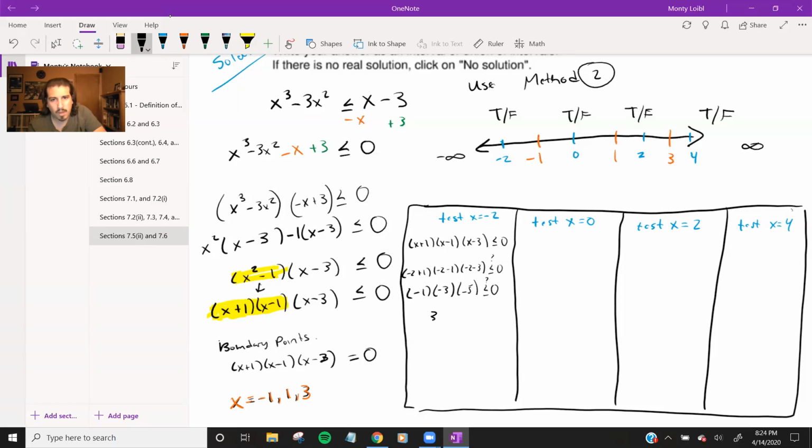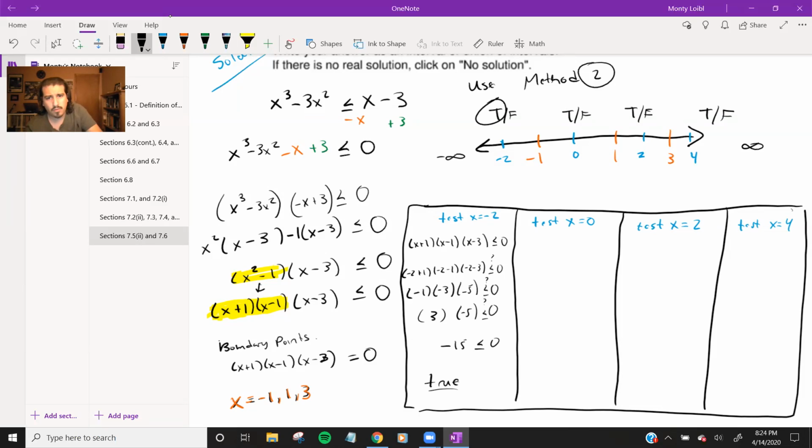Well, this gives you a +3 times a -5. Hopefully this time you're screaming at your computer saying, it's negative, it's true, right? Because it is. -15 is less than 0, so we have true. All right, so this one is true. Now we have to check to see if this one is true.